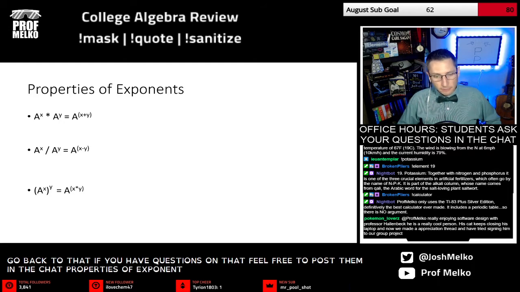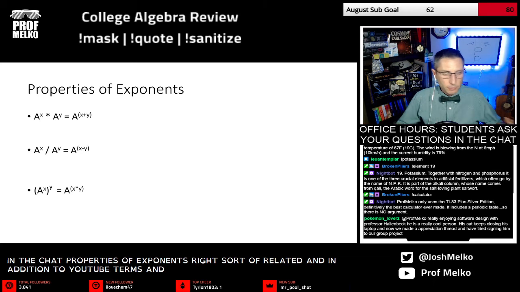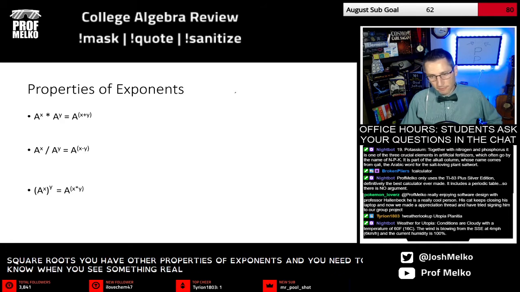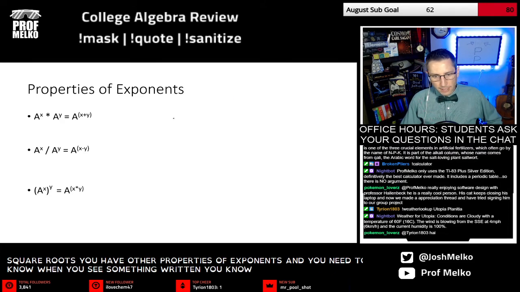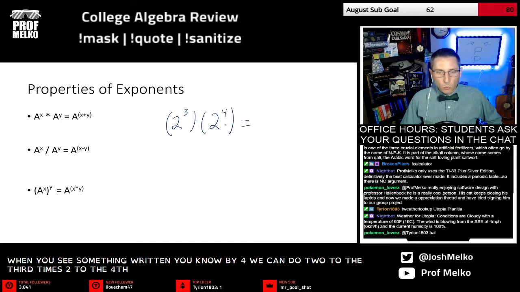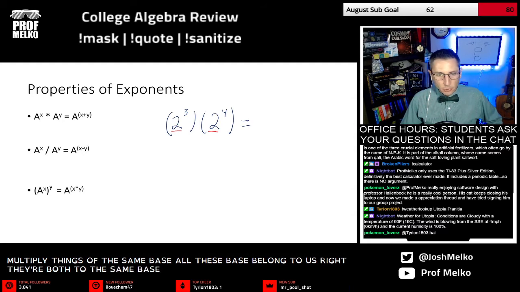Properties of exponents. So sort of related, in addition to cube terms and cube roots, or square terms and square roots, you have other properties of exponents. And you need to know when you see something written, say 2 to the 3rd times 2 to the 4th, when you multiply things of the same base, they're both 2, the same base. So I add these exponents.